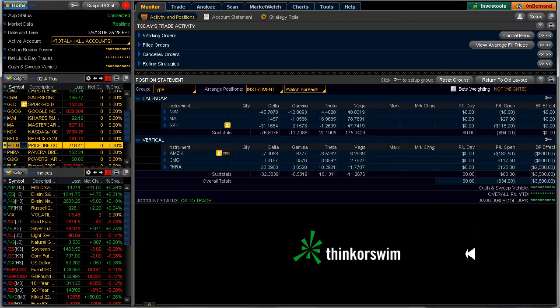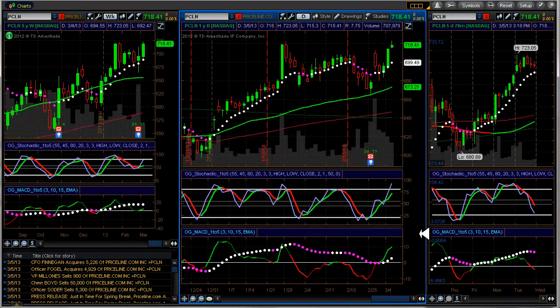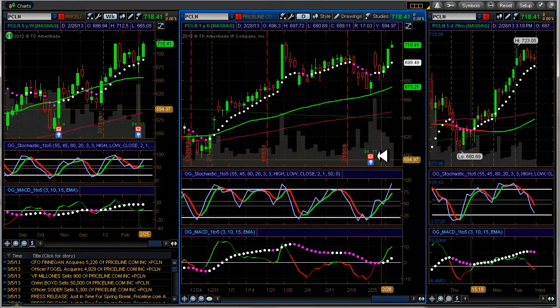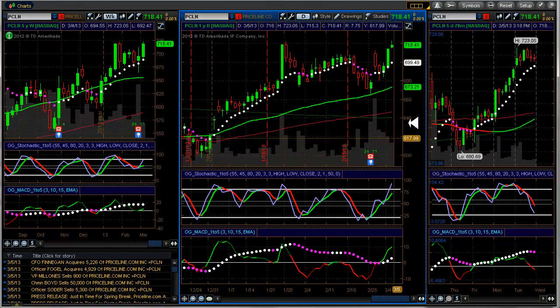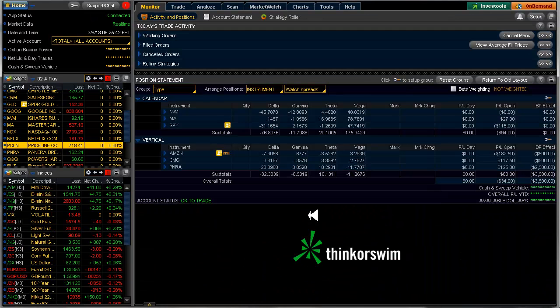Priceline. Priceline's moving up, no doubt about it. So we're in an uptrend and everything's up here. We're looking for an entry on a pullback.